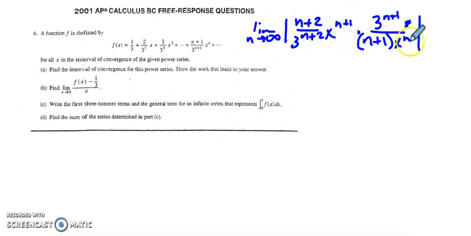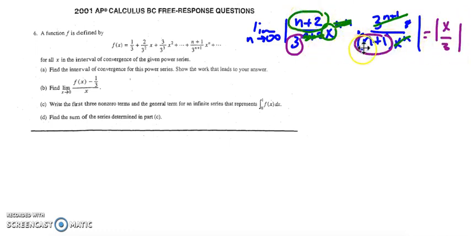So x to the n plus 1 over x to the n will leave us with just an x in the numerator. And 3 to the n plus 1 over 3 to the n plus 2 leaves with just a 3 in the denominator. Then I'm left with n plus 2 times x over 3 times n plus 1. So my leading coefficient in the numerator is x, and my leading coefficient in the denominator is 3. Same degree, top and bottom. So my limit is the absolute value of x over 3.